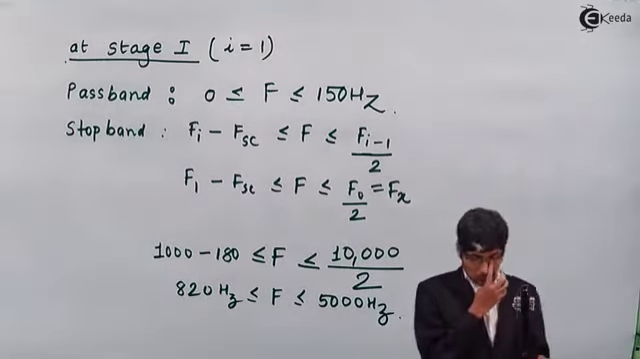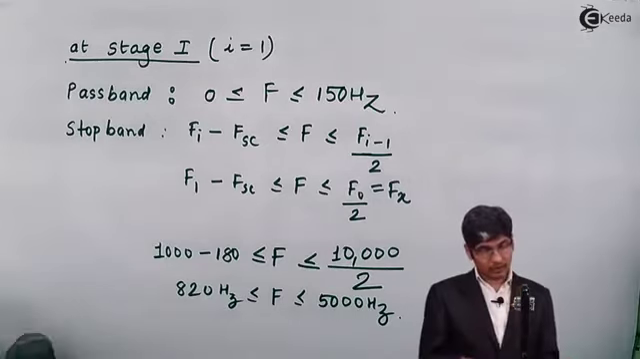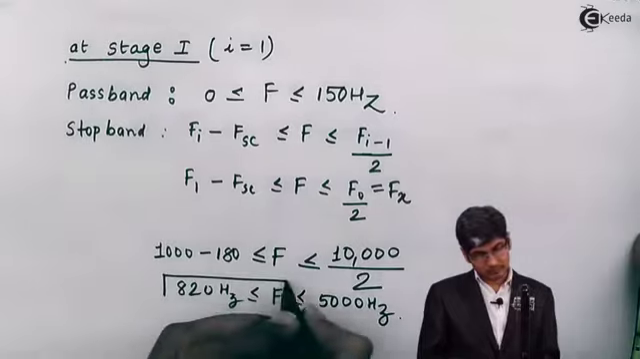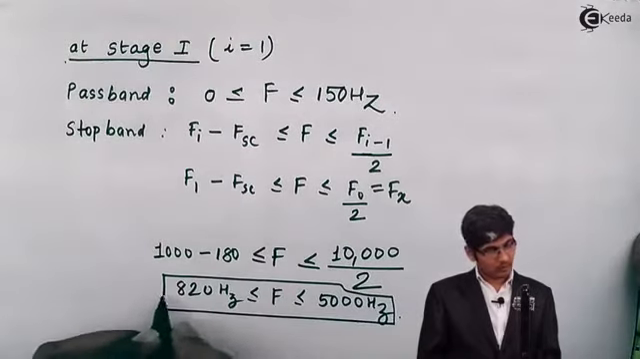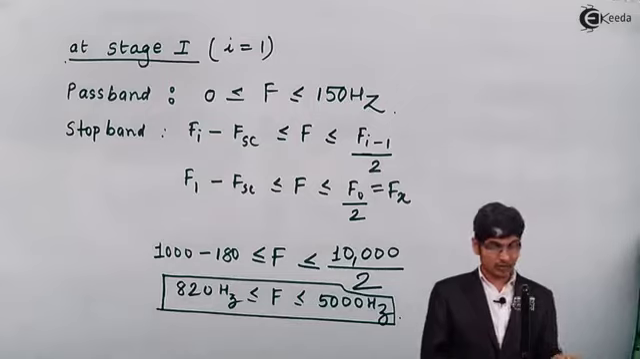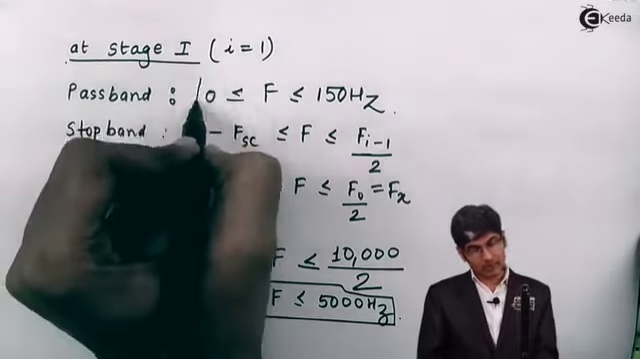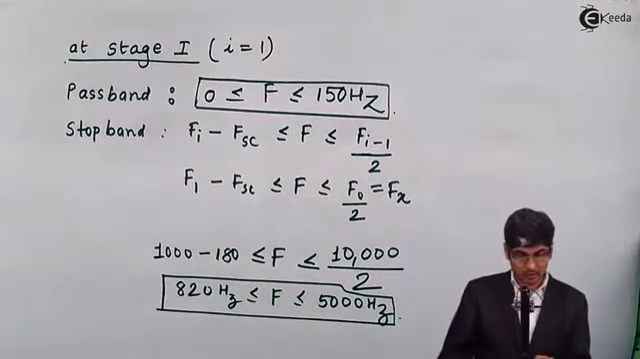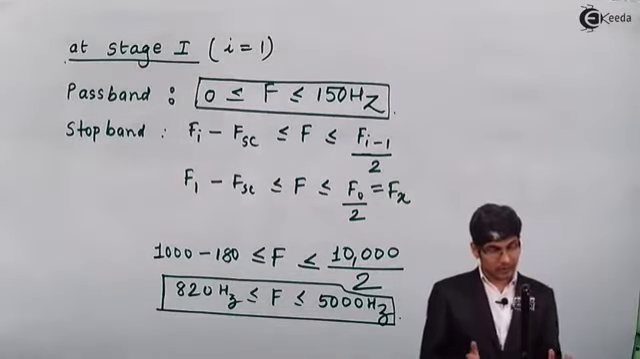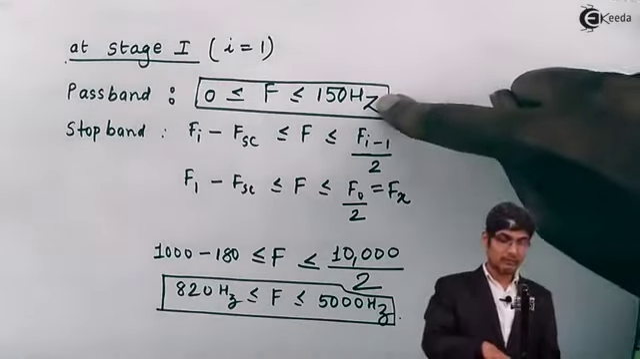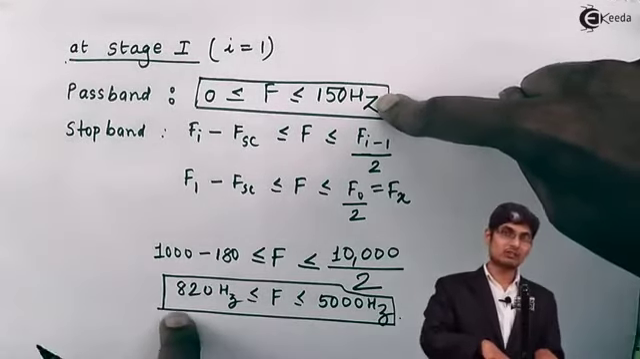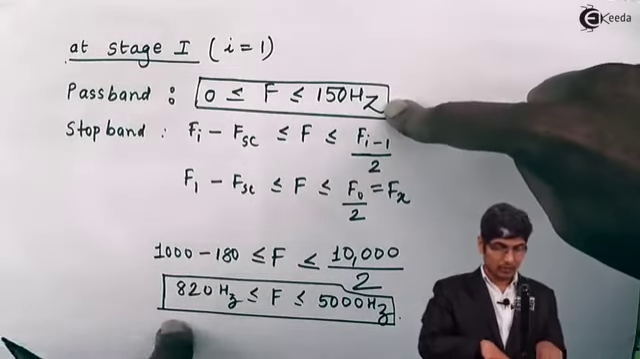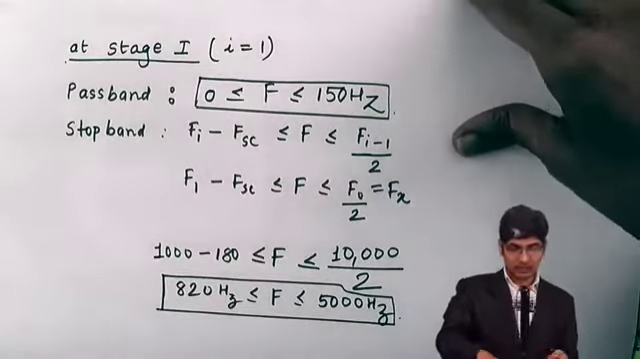Correct? So if I draw this characteristics, my stopband is from 820 Hertz to 5000 Hertz and my passband is from 0 to 150 Hertz. Then what will be the transition? The transition will be wherever the passband edge is and wherever the start of the stopband is. So that is a transition. So 820 minus 150 will be the transition band.